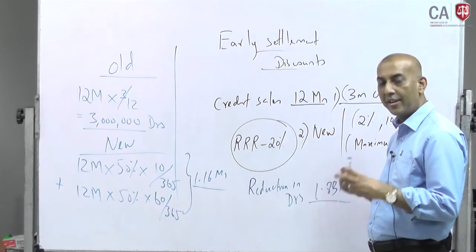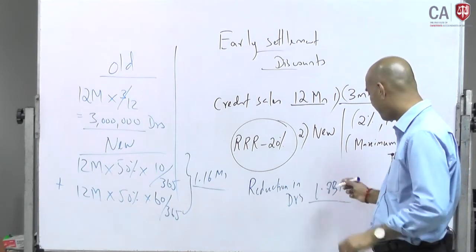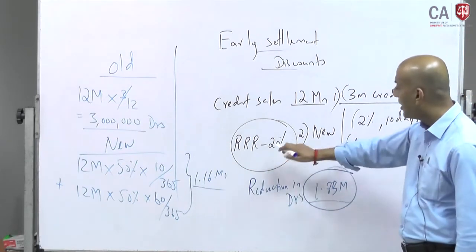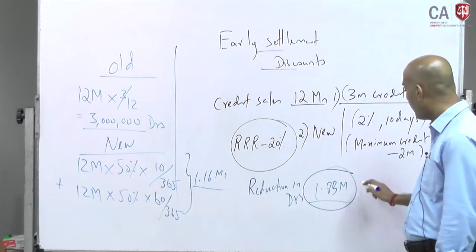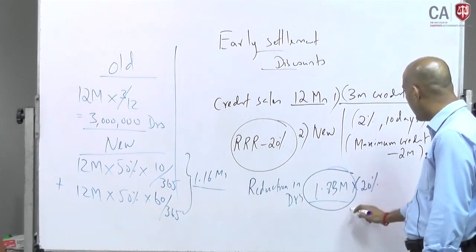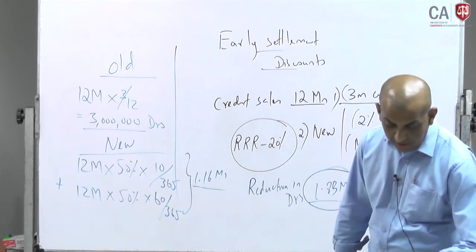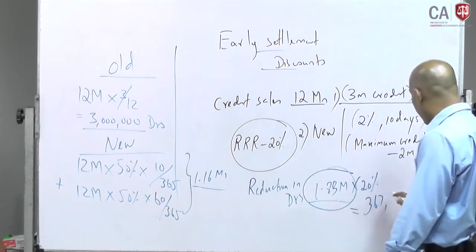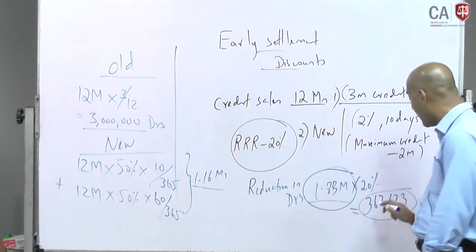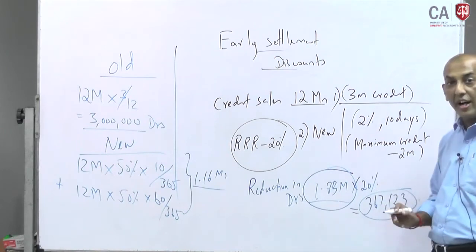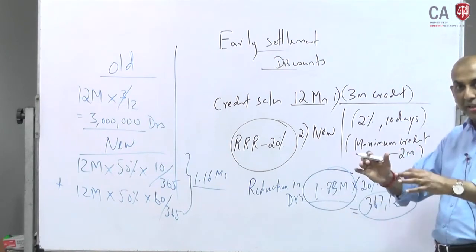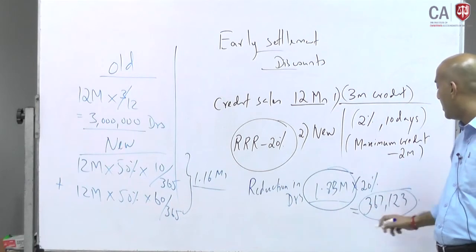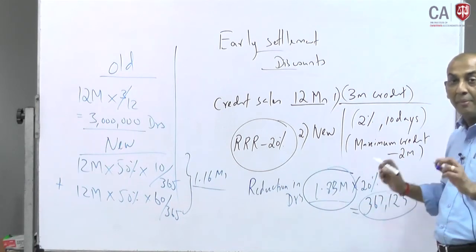So with this 1.8 million reduction in debtors, there is a reduction in return requirement also. So we will see 20% of this, how much is my saving? 367,123 per annum I will have as saving. Why? My debtor investment I have reduced, that will save 20%, my opportunity cost is 20%. So 367,000 I am saving per annum.